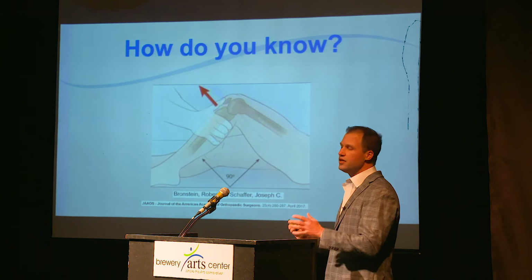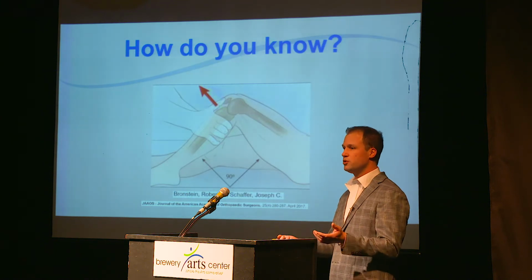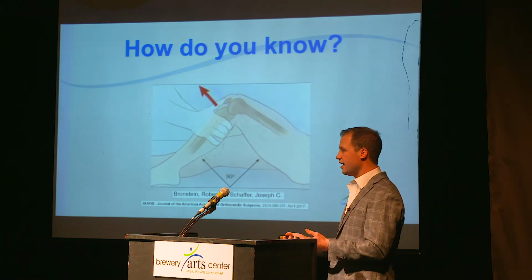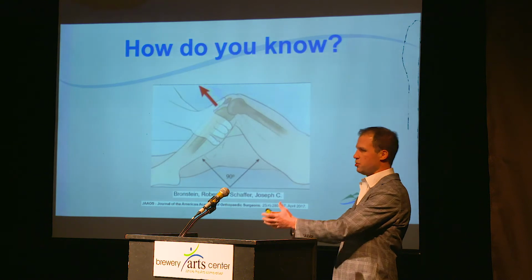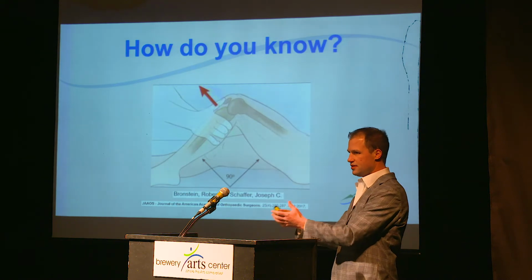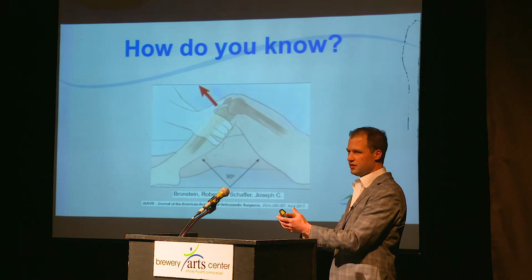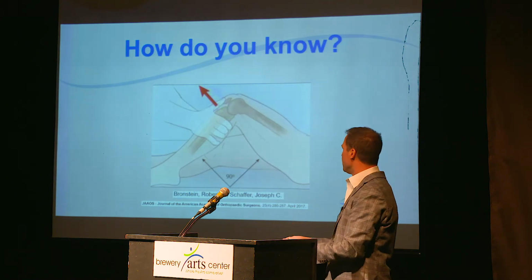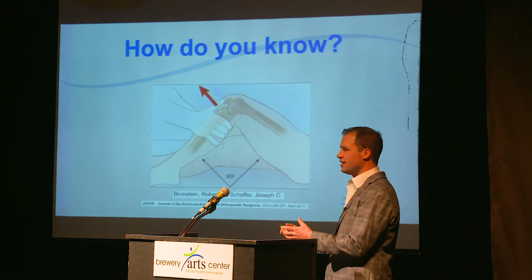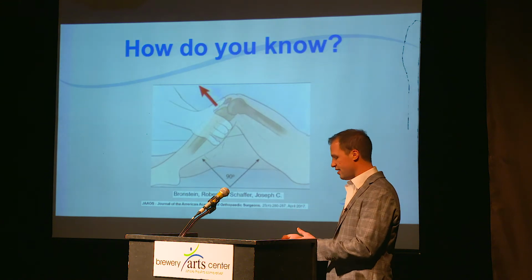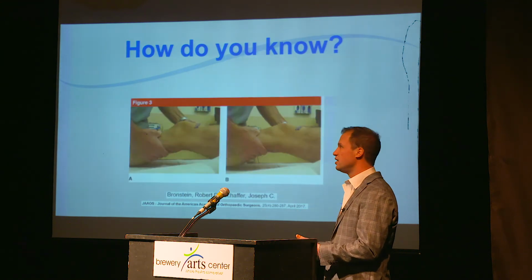So how do you know you tore the ACL? There are multiple exams you can do. The first thing is the anterior drawer, where you take the tibia and pull it forward. The ACL resists the tibia going forward, so if the tibia starts going forward pretty freely, you know the ACL is probably not doing its job. The problem with this is that if the knee is bent to 90 degrees, it can be a little bit stiff, so that may not always give you a good exam.